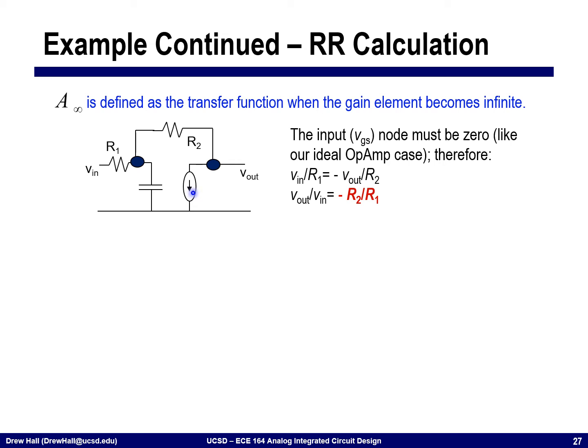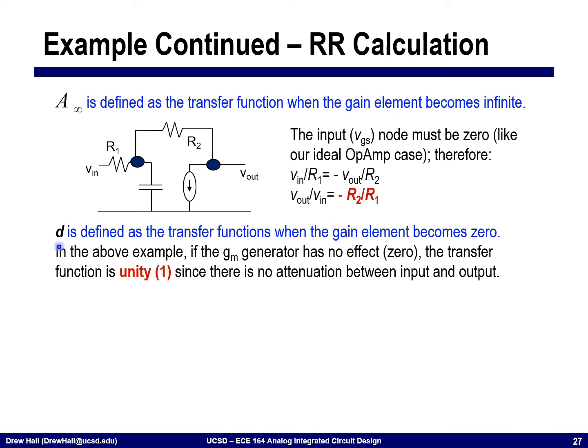It will do the exact same thing in this particular circuit, where this input node here, VGS, is going to have to be 0. And so what that means is that if I do KCL at this node, all of the current that flows through here would flow through R2 to the output. Writing this out mathematically, Vin divided by R1 is equal to minus Vout divided by R2, or Vout divided by Vin is equal to minus R2 divided by R1.